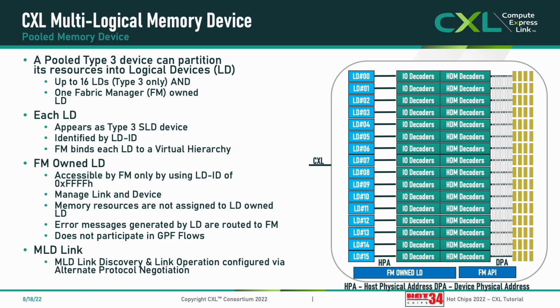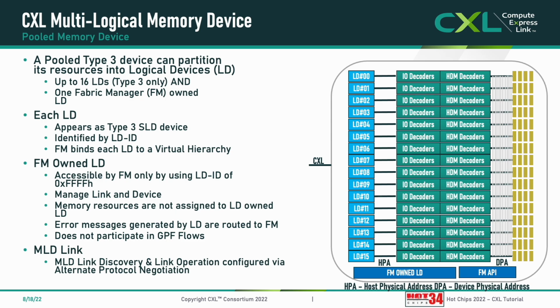Architecturally, this device is capable of partitioning its resources into 17 partitions. 16 of those partitions can be used for assigning memory, as an example. So it can take all of its memory resources and partition them into up to 16 logical devices. There is one special logical device that's known as the FM-owned LD, or Fabric Manager-owned logical device. The Fabric Manager-owned logical device doesn't allocate any memory resources. It's only used for discovering and managing this link, and configuring the device resources and partitioning them across these memory resources.